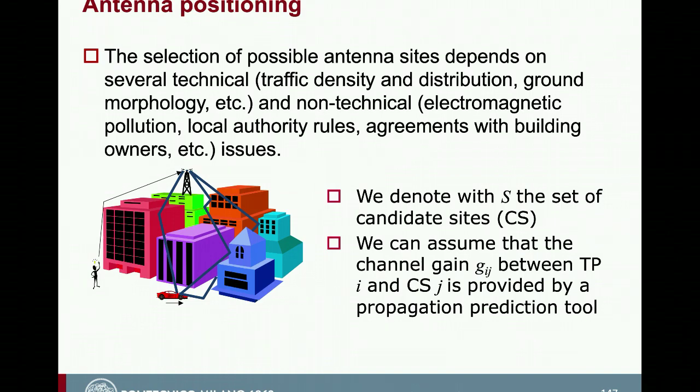Considering the set of candidate sites and the set of test points, we can also give the propagation characteristics of our network, and this is through the channel gain Gij between test point i and candidate site j. This is exactly what we expect to get from a propagation prediction tool.